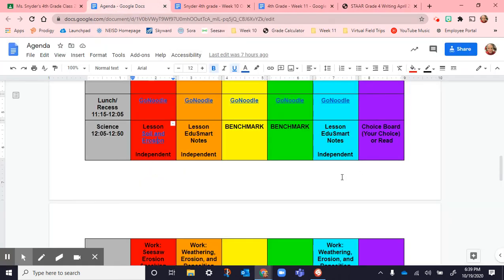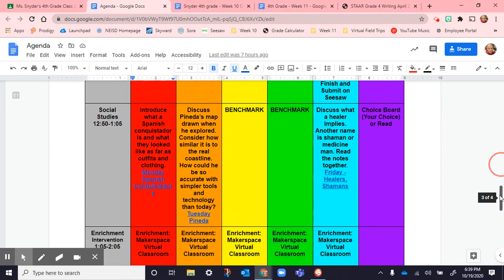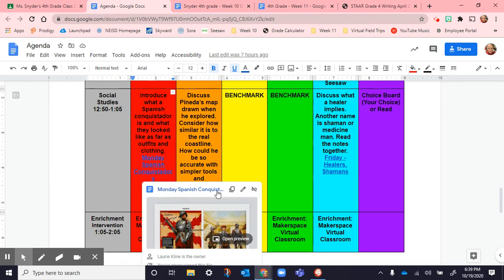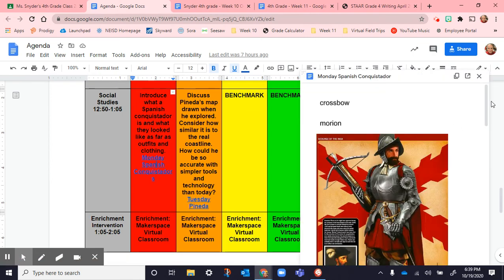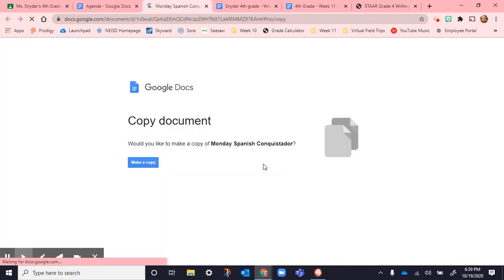All right, so then we got into social studies. And social studies, we talked about, let me open this. All right, so we talked about Spanish conquistadors. So here, let me open the whole thing.